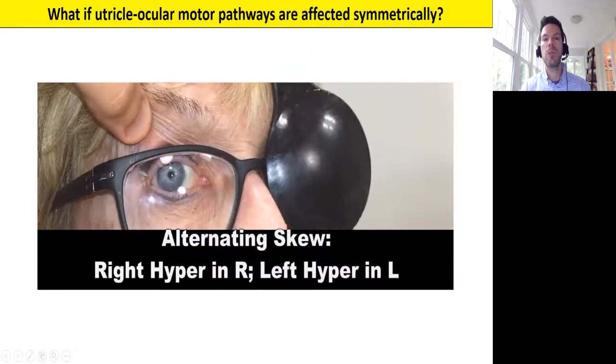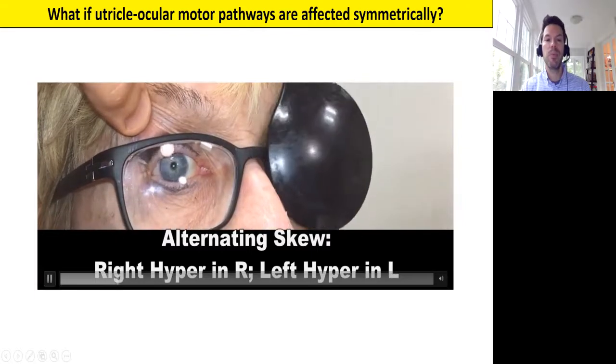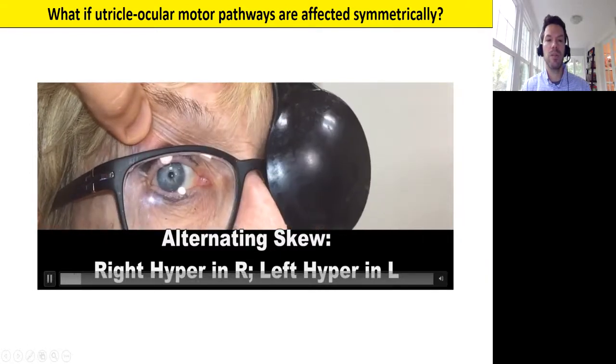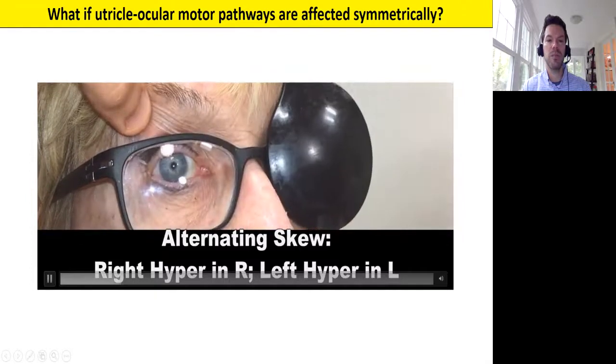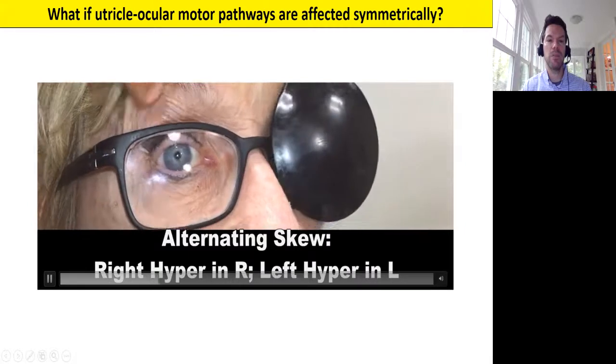So what if the utricle ocular motor pathways are affected symmetrically? Here, the right eye comes down. This is the patient looking to the right. Left eye comes up, right eye comes down.